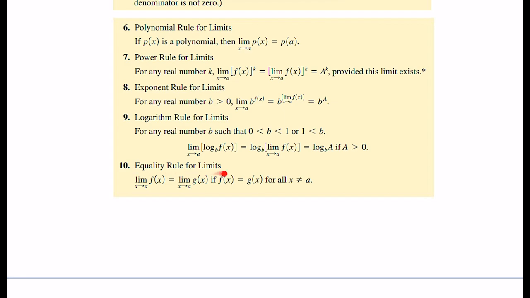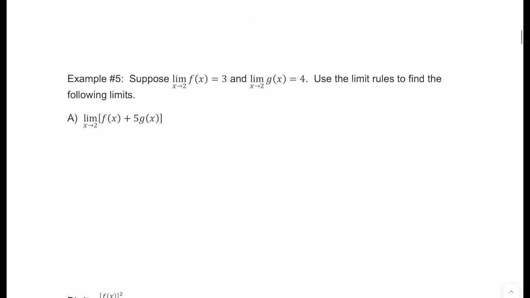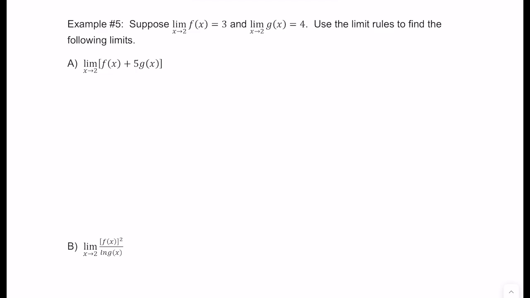And then you have the equality rule for limits here. And this is just saying the limit of f of x is going to equal the limit of g of x if f of x equals g of x. So let's apply some of those limit rules to these problems, and we'll see how useful they are so that we don't have to make any kind of table.